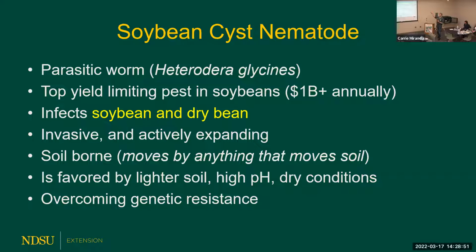Invasive, actively expanding, soil-borne pathogen, moves any way that soil can move. So that could be by wind, water, be on your boots, on tractor tires, could be on the feet of geese as they migrate. I don't know how likely that is, but it's a potential. It's favored by lighter soil, high pH, dry conditions, and it's overcoming genetic resistance.